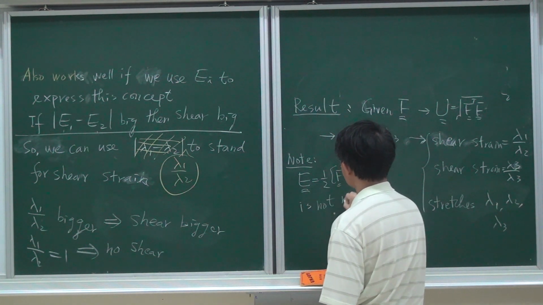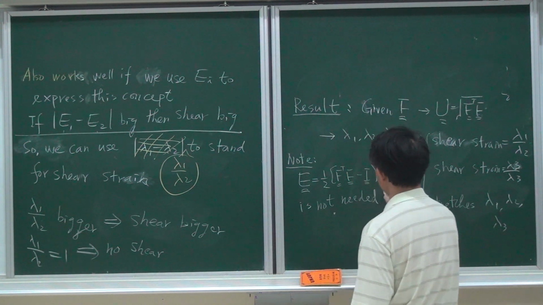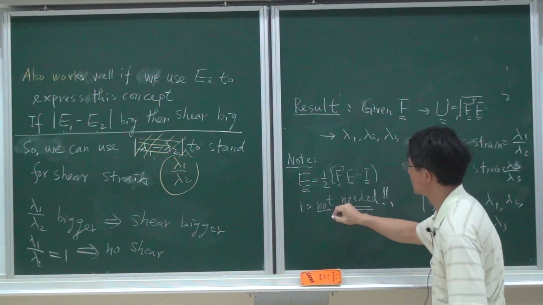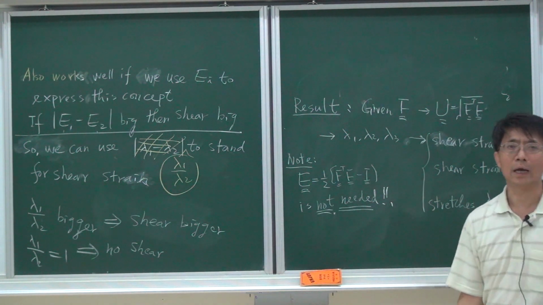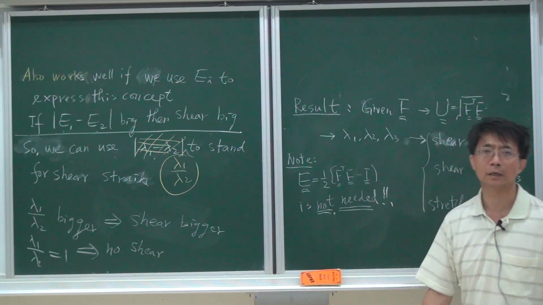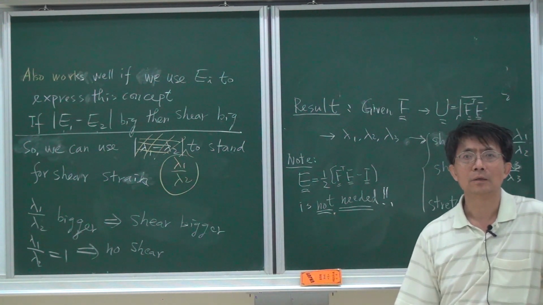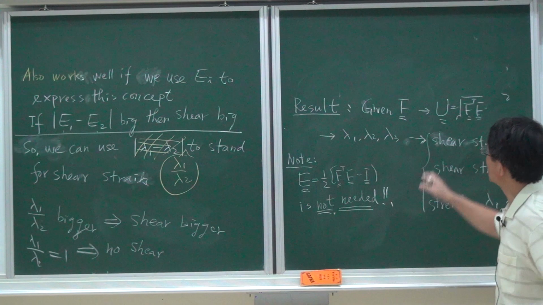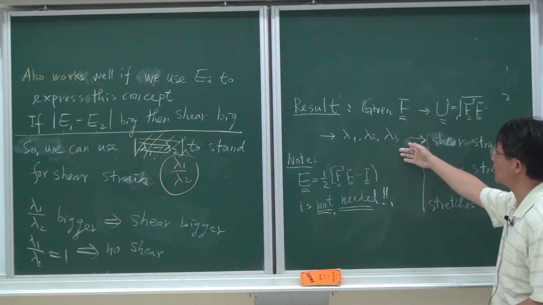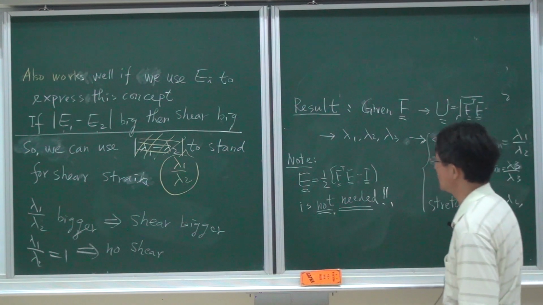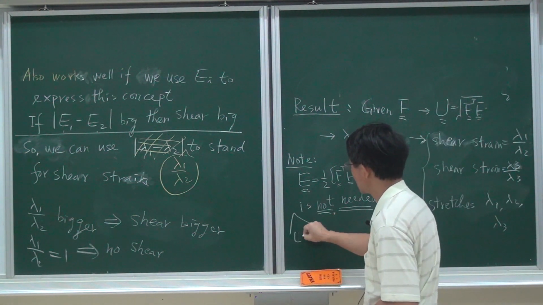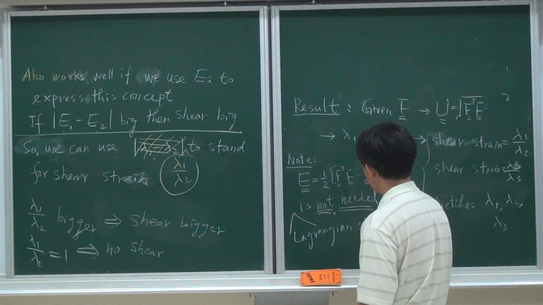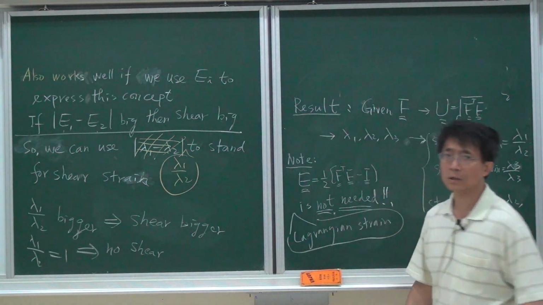Okay? As a result, note, E is not needed. We can use E and then compute the principal value of E, but it's too complicated, right? So we abandon the complicated expression. We use this matrix U directly and compute the eigenvalues. So the Lagrangian strain is not needed.